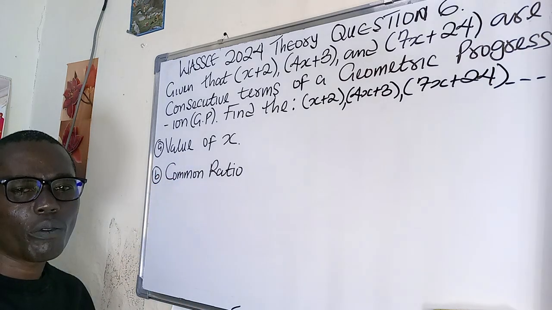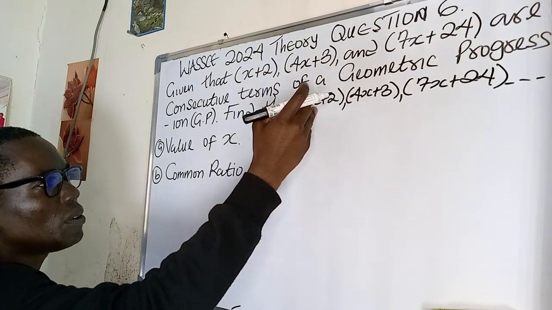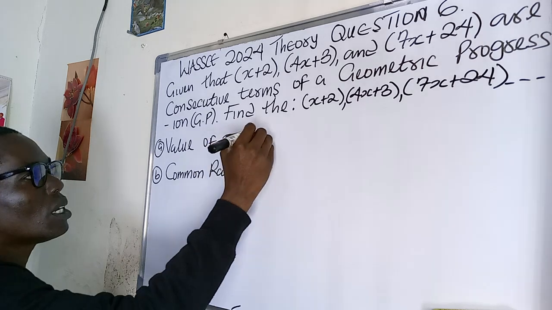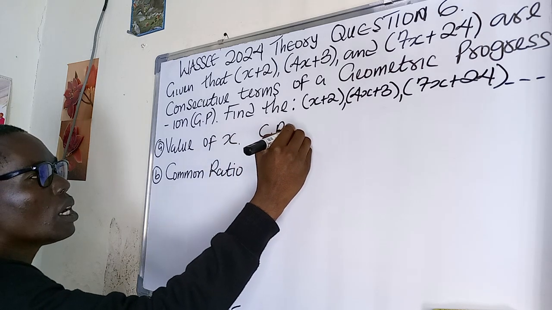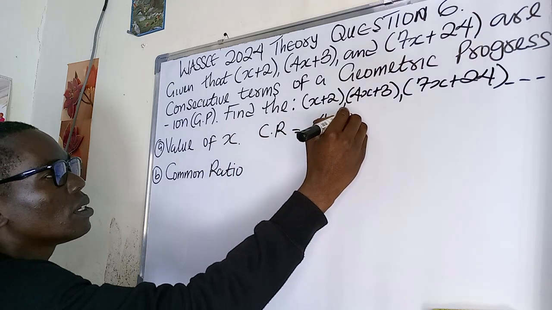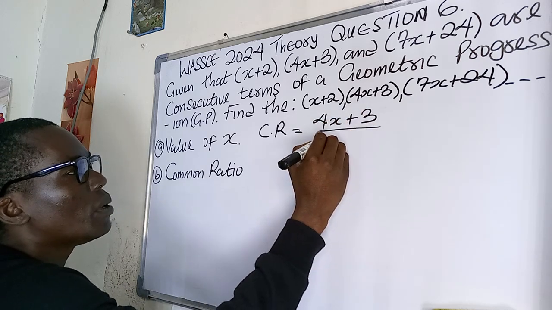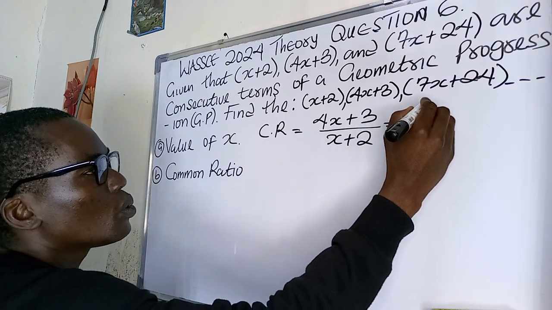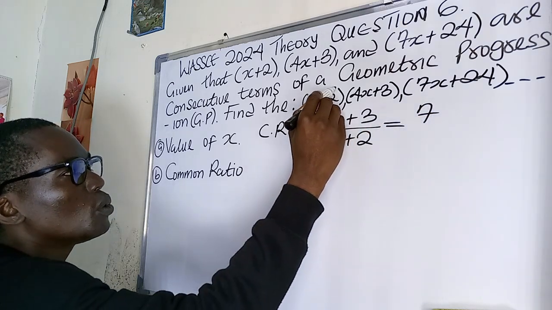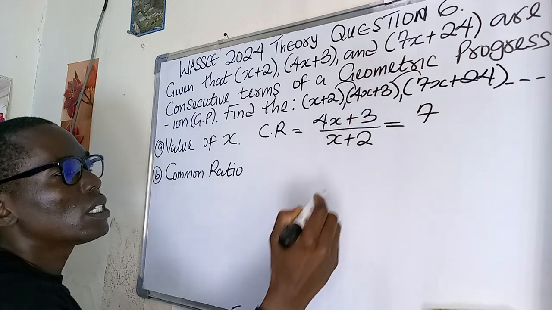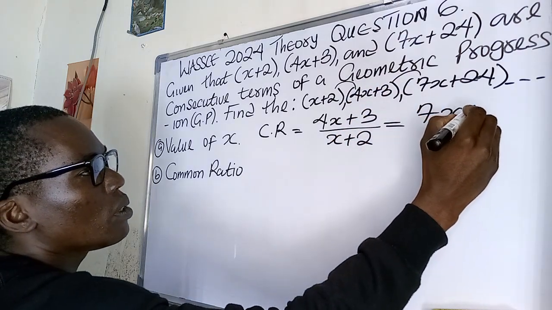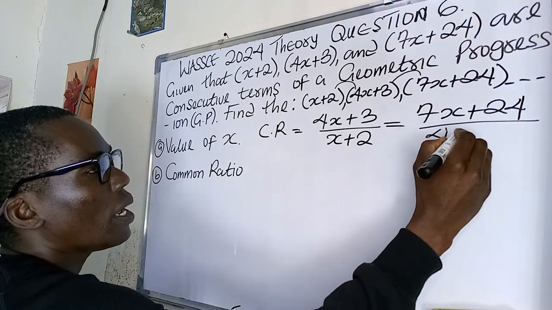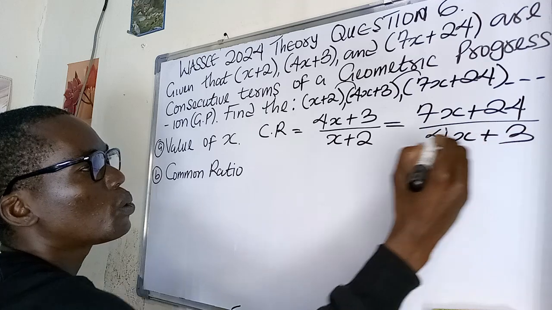Now, the common ratio of a geometric progression is the second term divided by the first term, the third term divided by the second term. So our common ratio will be equal to 4x plus 3 divided by x plus 2, right? And that will still be equal to, because the common ratio between the terms must be the same, 7x plus 24 divided by 4x plus 3.